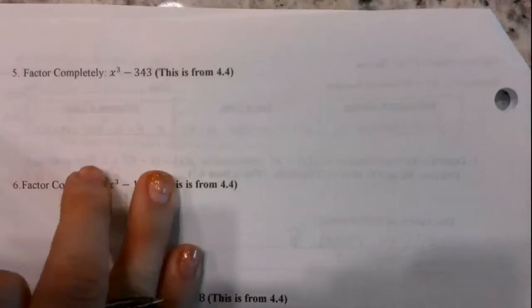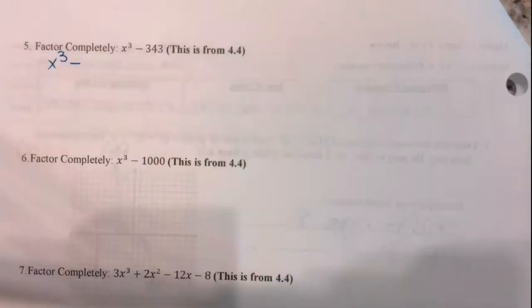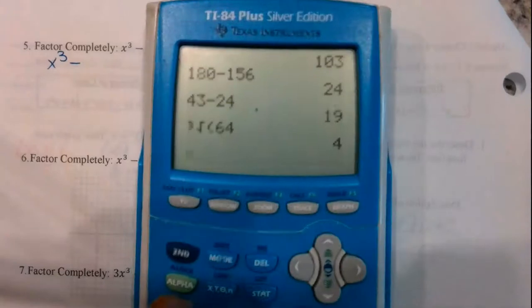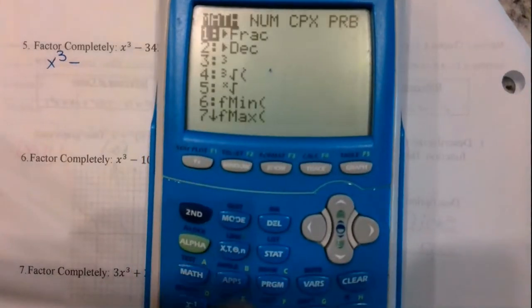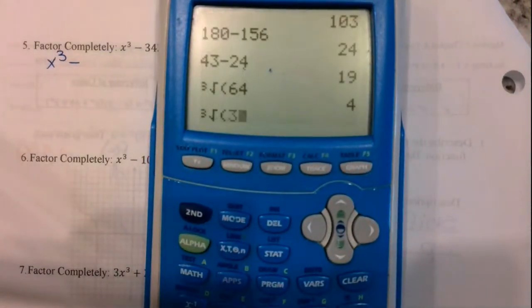Okay, number 5 is going to be a difference of cubes. So this is similar, except I have the minus in between. So which formula I want to use is the difference of cubes. Okay. So I want to find the cube root of 343. So remember, I go to math, choice 4, 343, which is 7. So I have x cubed minus 7 cubed.